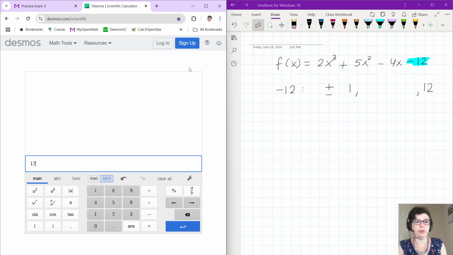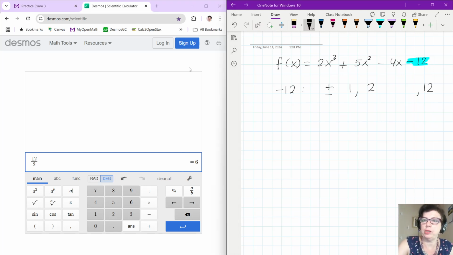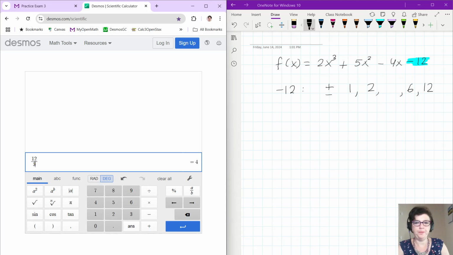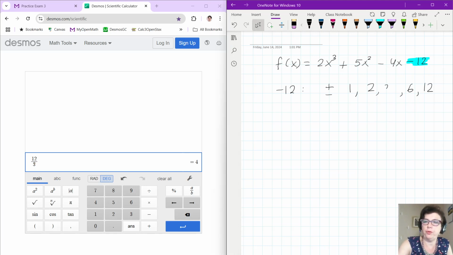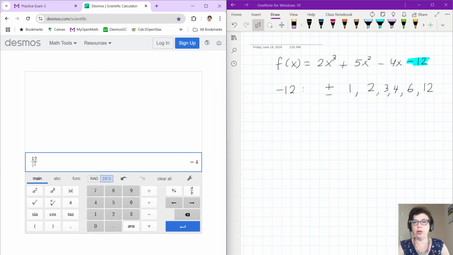So if I were to divide 12 by 2, that is a 6. So 2 and 6 are factors, but possibly I have more. So let's see if I can divide this by 3. So yes, 3, and actually 4 was also a factor. Now you can check it out and try all the other ones. You do not need to go past 12 because that's the largest possible factor you can have. And you will see that none of the other ones give you an integer. So that's it for 12.